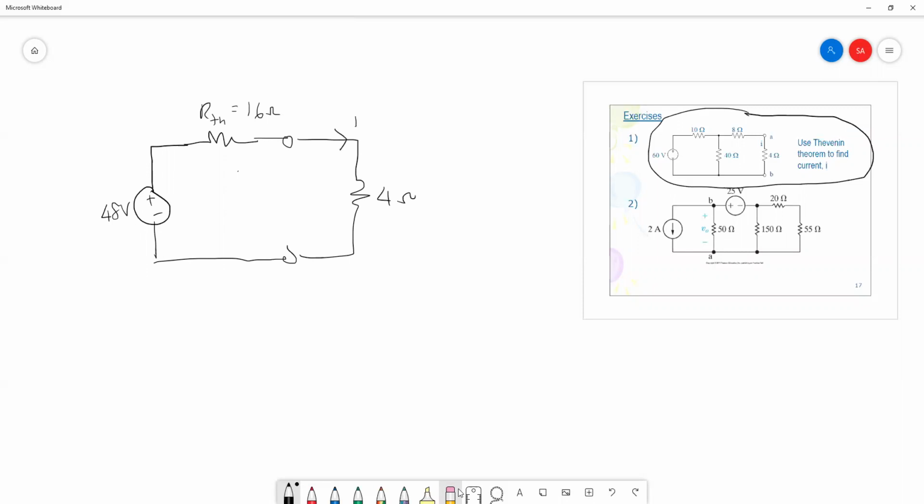So from here, you can calculate I. This is a very simple circuit. So this is I. You just use basic Ohm's law. So I is 48 volt over your total resistance, which is 20 ohm. So you should get around 2.4 ampere. So that is the answer.